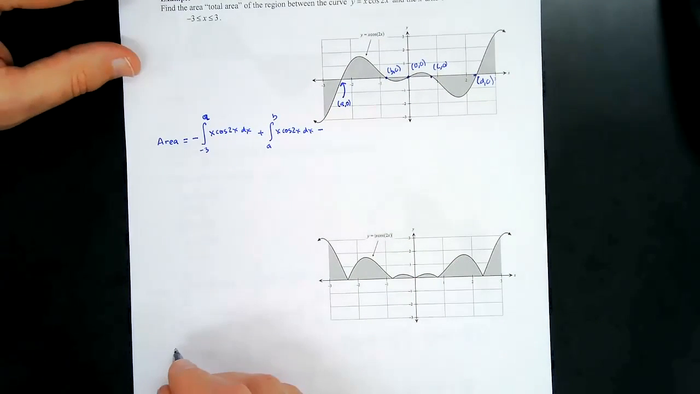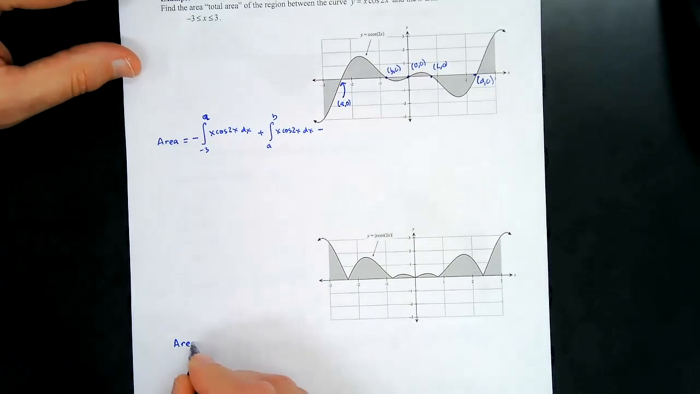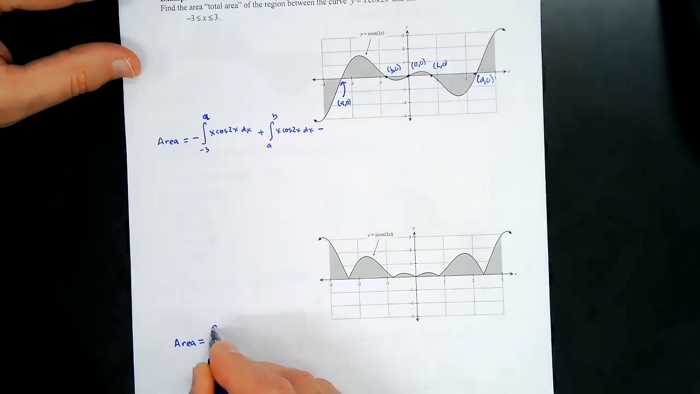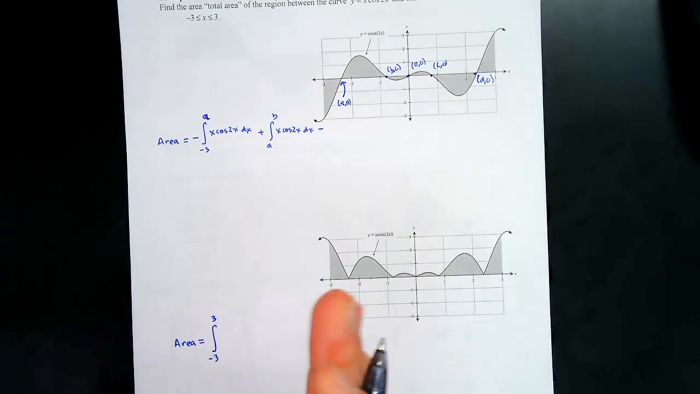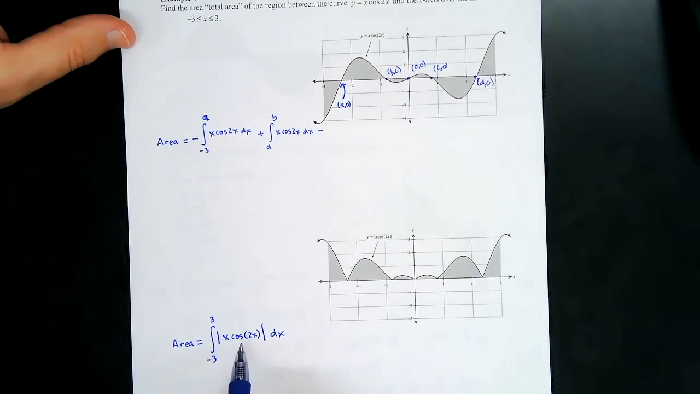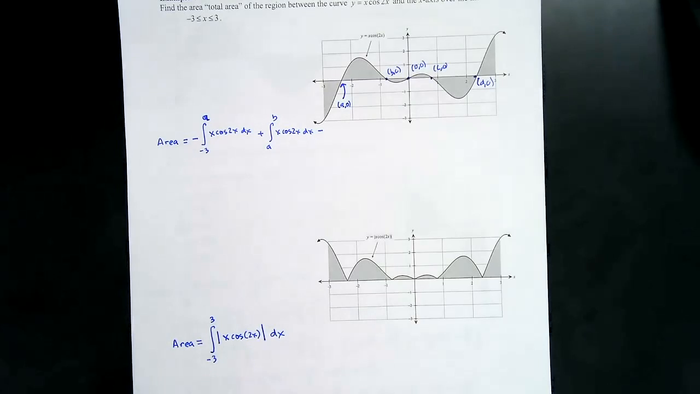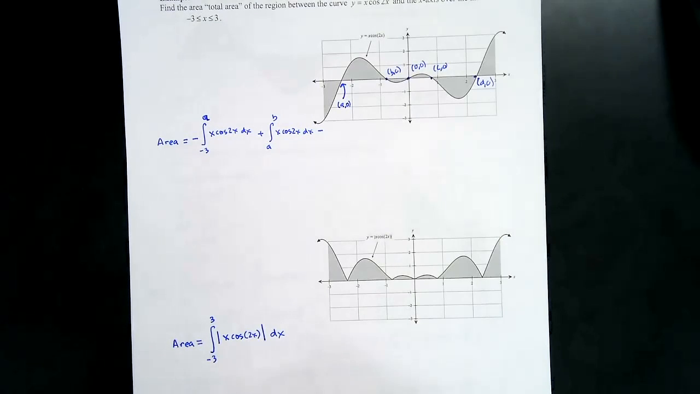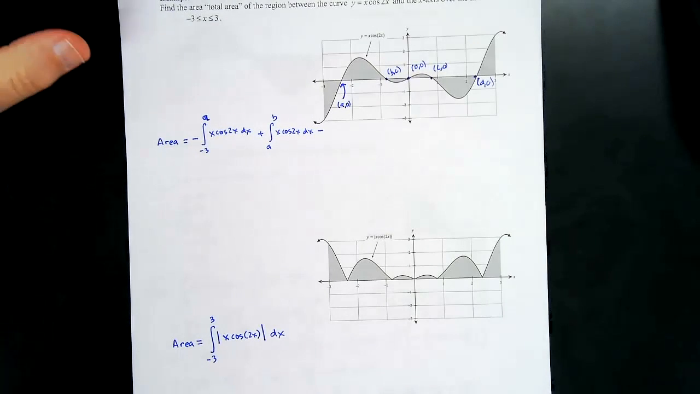So to find the total area, we could just take the area and it's going to equal the integral from -3 all the way across to 3. So we wouldn't have to break it up into the areas above and the areas below, in other words. So the absolute value of x cosine of 2x, and then close my absolute value, and then dx. Because I'm taking the absolute value of the function, which makes the parts below now above, and now all the regions are above, and now I can just integrate across.